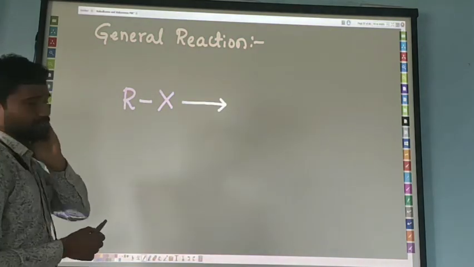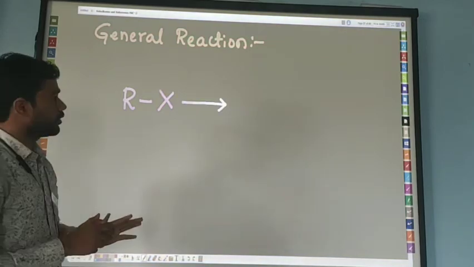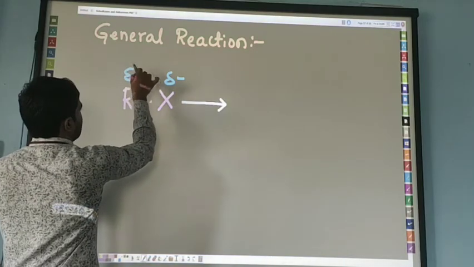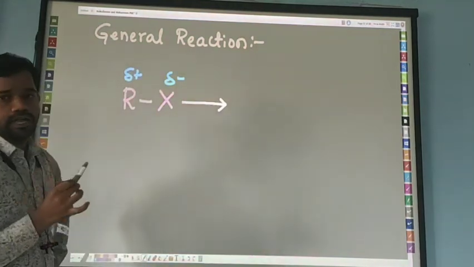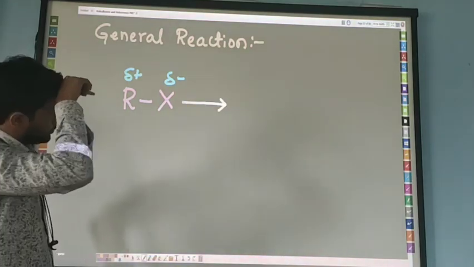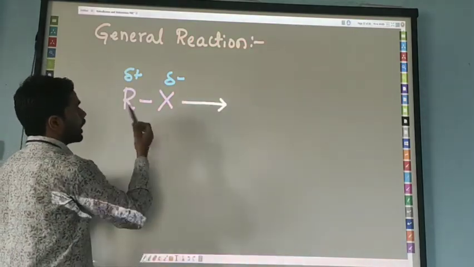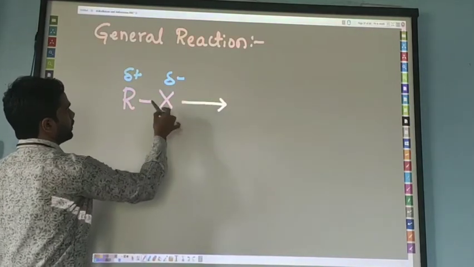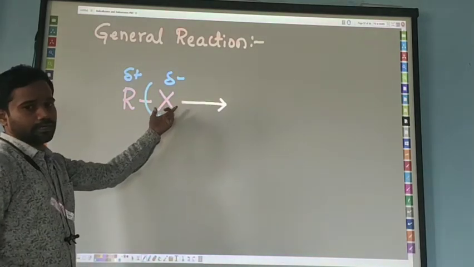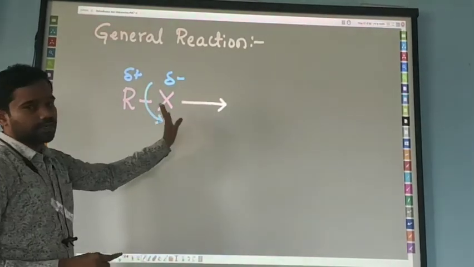Okay, the SN1 mechanism starts with the formation of a carbocation. We already know that this is going to form delta minus and this is going to form delta plus, because of the difference in electronegativity, and they are also highly reactive in nature. What is the first step? There is a formation of carbocation, by leaving of the halogen, that is, the halide acts as a leaving group. This is considered the first step.